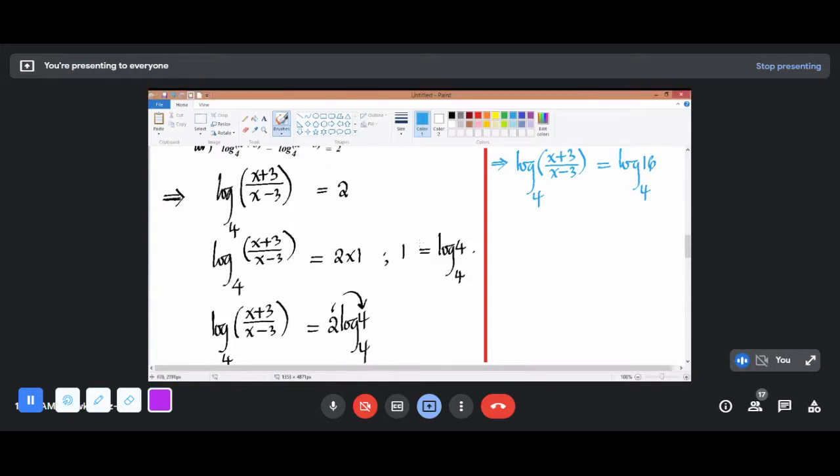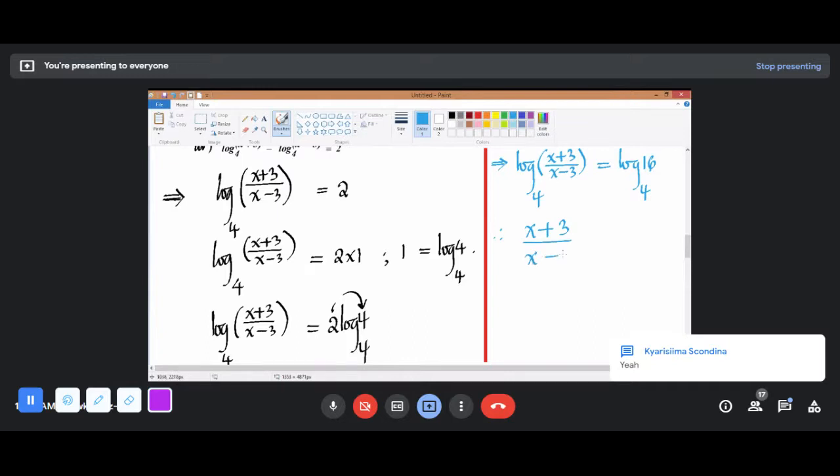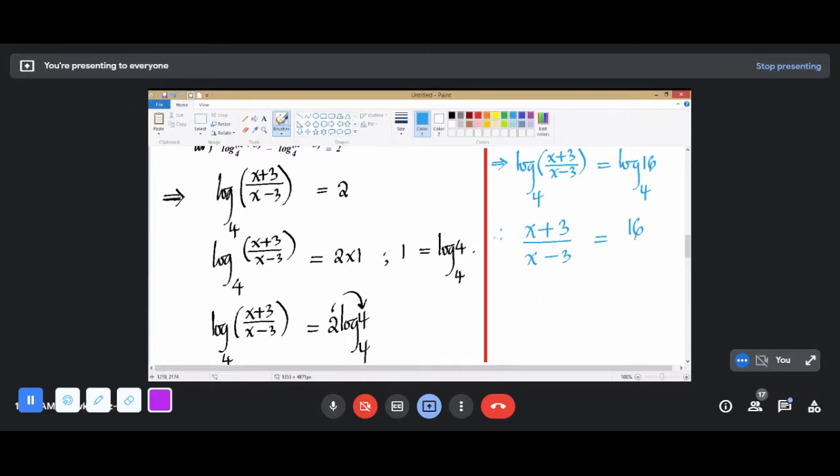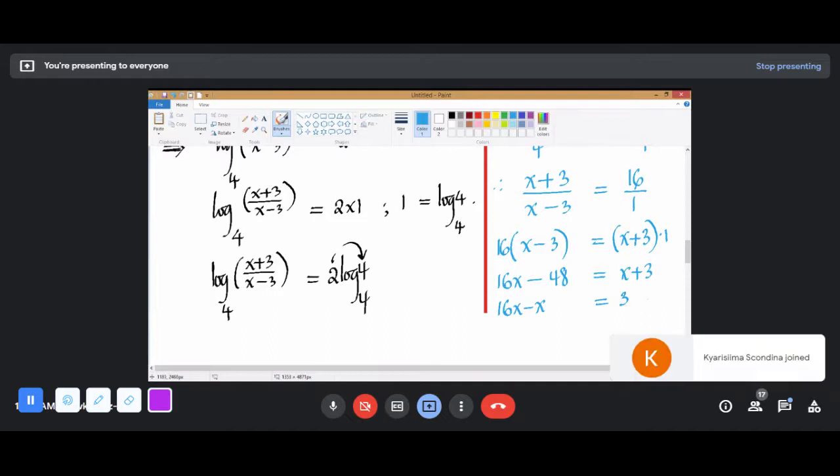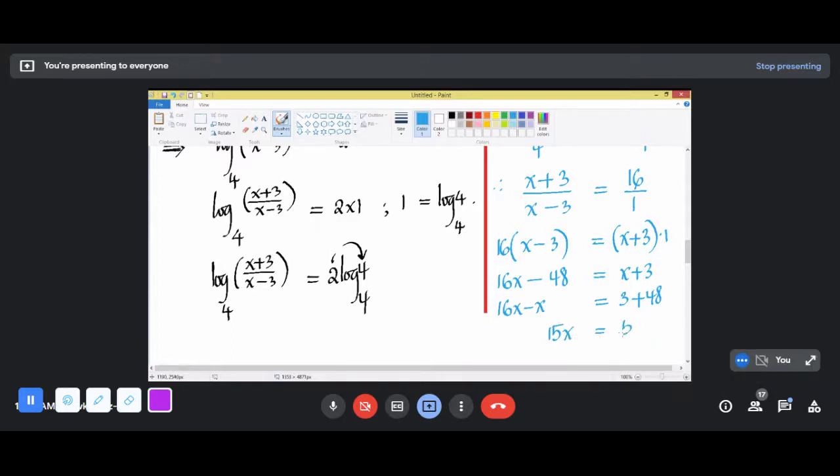So at that level, we can now apply the principle that we have been applying. The powers will now be equal: x plus 3 over x minus 3 will equal 16. But that 16 will be over 1 as a fraction, then cross multiply: 16 into x minus 3 is the same as x plus 3 times 1. So 16x minus 48 will equal x plus 3. Collect like terms, 16x minus x is equal to 3 plus 48, which becomes 15x here, giving us 51.